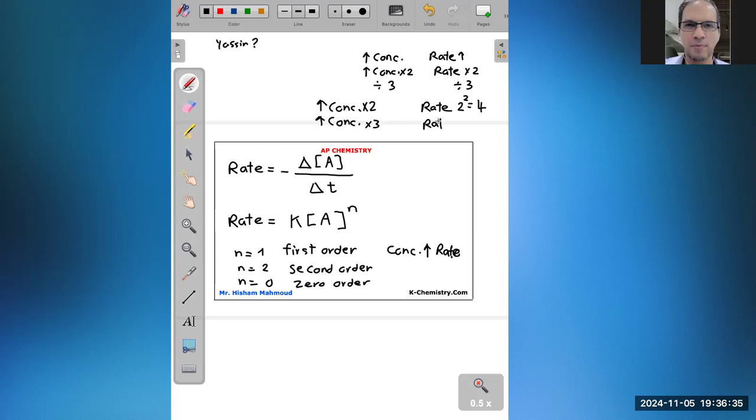The rate will be 3 to the power of 2. يعني multiplied by 9. طب what if I decrease the concentration by 4 divided by 4? So 4 to the power of 2 is what? 16. So the rate will be decreased by 16 times. Whatever I'm doing, the square of it.